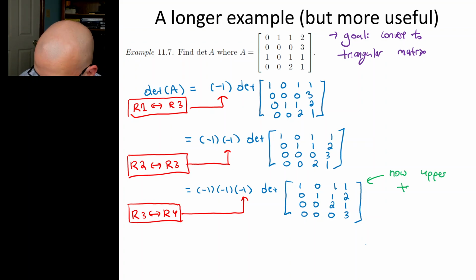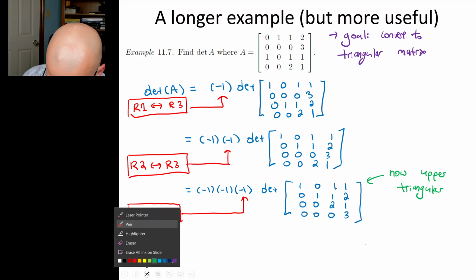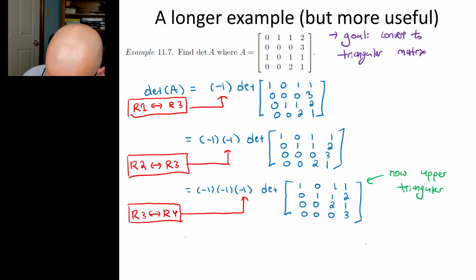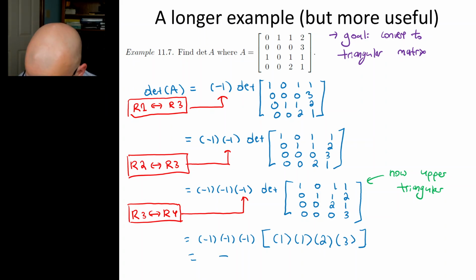So we use a shortcut. So we'll get -1 times -1 times -1 multiplied by 1 times 1 times 2 times 3. So we'll get negative, from 3 negatives multiplied together, times 6. So -6 will be the answer.